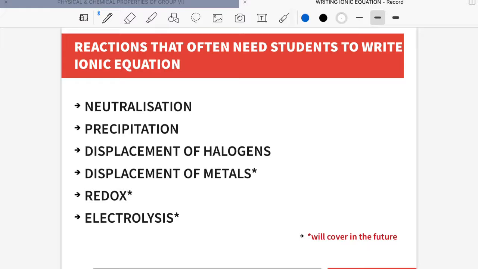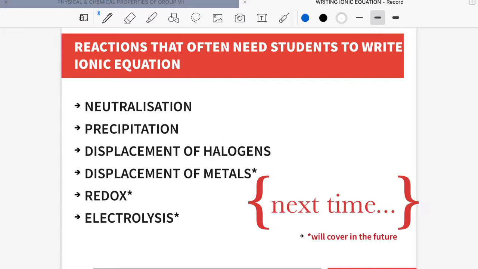Reactions that often need students to write an ionic equation. First point is neutralization. Second point is precipitation. Third point is displacement of halogen. Fourth is displacement of metals, redox, and electrolysis, which will be discussed in later topics next time.